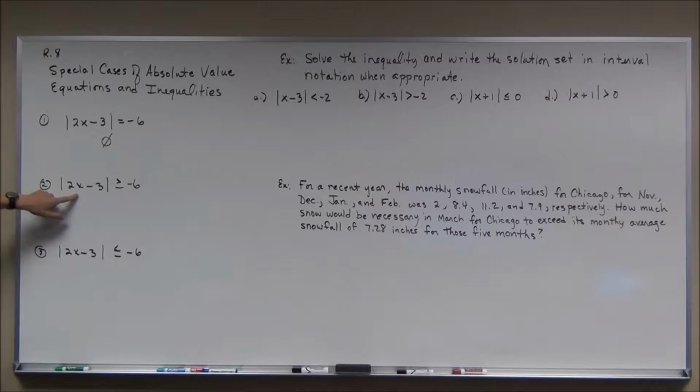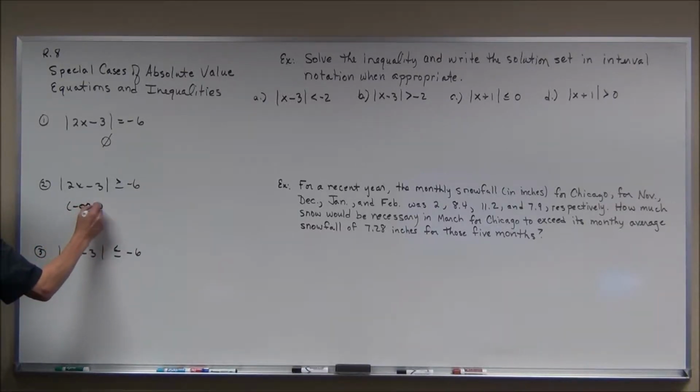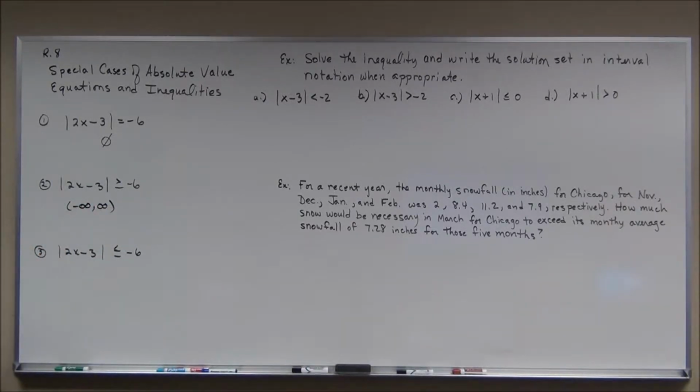Here's another special case. The absolute value of some expression, I just used 2x minus 3, greater than or equal to a negative number. Well, absolute value, again, it's already all by itself on one side, is always non-negative. So it's going to be greater than or equal to a negative number no matter what we plug in for x. So this is an identity. It's going to be true for all values.